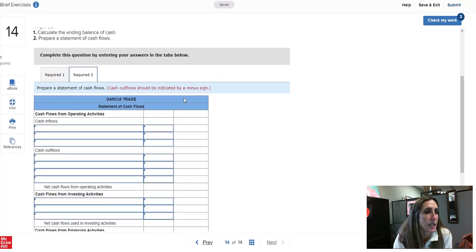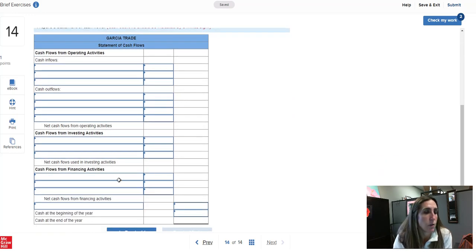And then the financing category has to do with how you fund your business. Have you issued stock? Have you borrowed money? Have you paid a dividend? So those go in this last category. The total of those three categories gives you that change in cash.